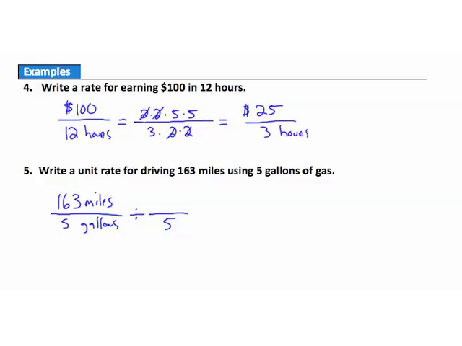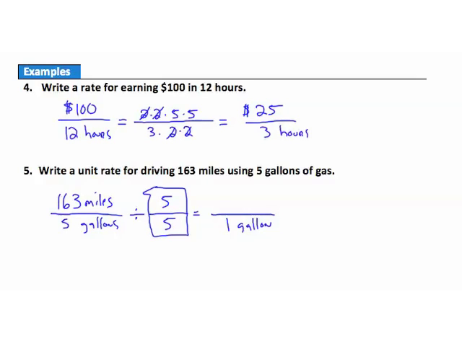Now we don't want to change the value of this rate, so I need to divide the numerator by the same thing, so that we're actually here dividing by a value of 1. So let's start. The denominator is going to be easy. 5 divided by 5 is 1, so I end up with 1 gallon in the denominator. Now in the numerator, that's going to be a little bit trickier. I need to divide 5 into 163.